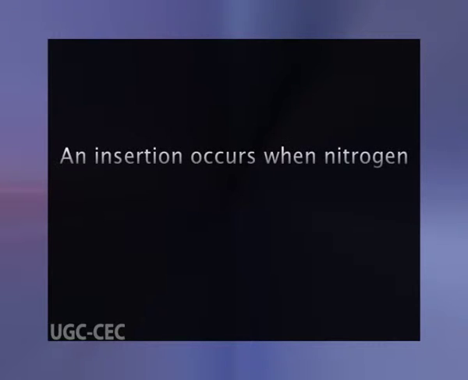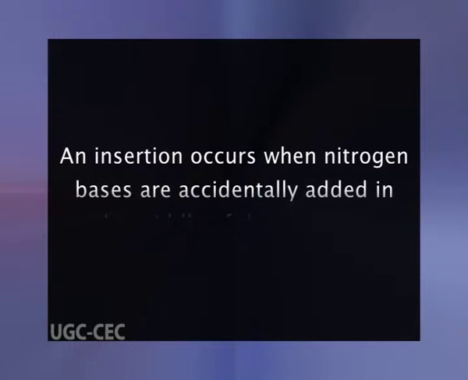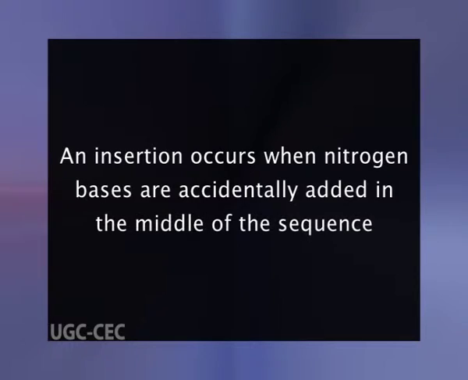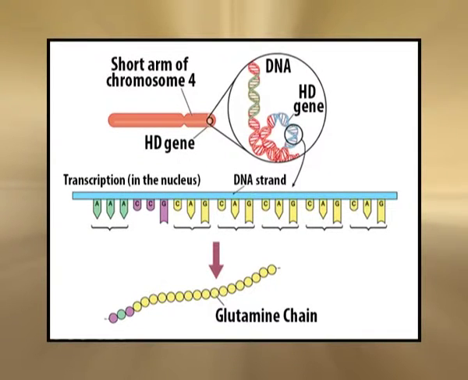Insertions. Just as the name implies, an insertion occurs when nitrogen bases are accidentally added in the middle of the sequence. This throws off the reading frame of the DNA and changes all codons that come after the insertion, therefore completely altering the protein. Huntington's disease is the example of insertion mutation, wherein trinucleotide repeats are inserted into the DNA sequence leading to this disease.